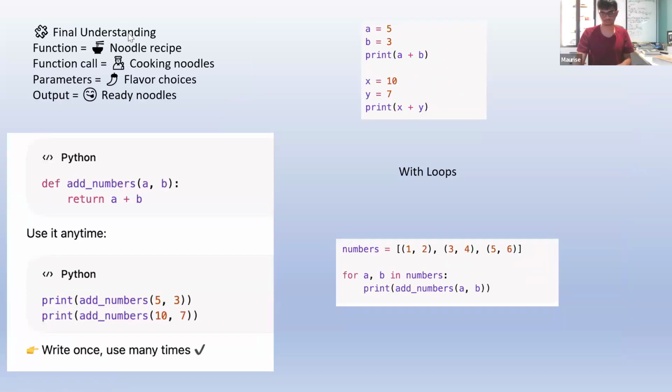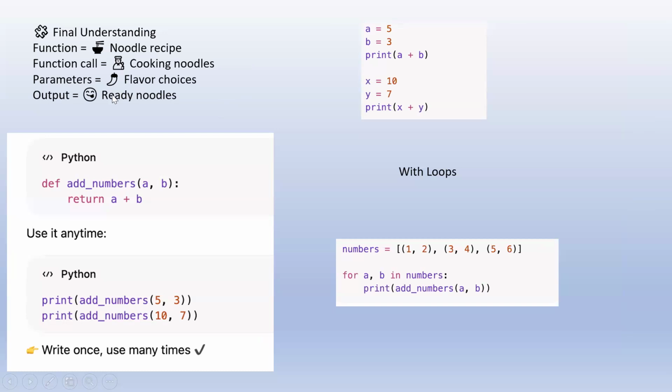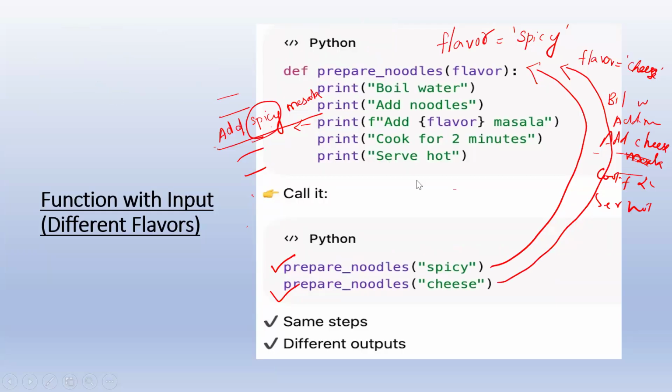So the final understanding is what? Function is nothing but the noodle recipe, and function call is nothing but cooking noodles. That is how we are calling: prepare noodles. Parameters are flavor choices. Flavor is nothing but the parameter. The terminology which we use is parameter. And the output will be, it's ready, something like that.